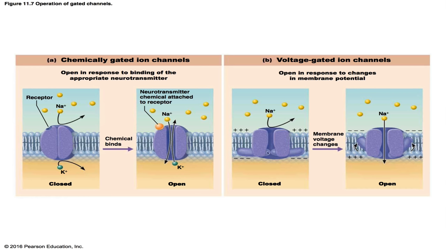So what we see over here, again, these gates right over here at this point, they're closed. And when the polarity of the plasma membrane on the inside of the cell changes, so now this side is polarized at this point. When it becomes depolarized, when this membrane voltage changes, at that point this gate opens up, and now these sodium ions are able to enter.